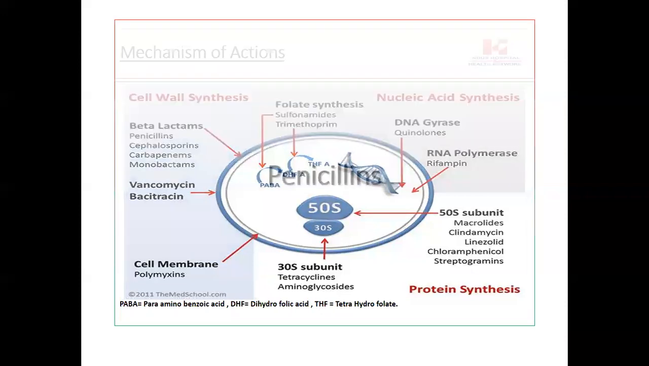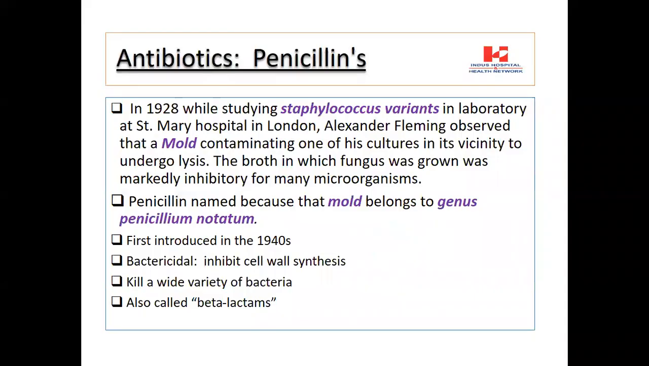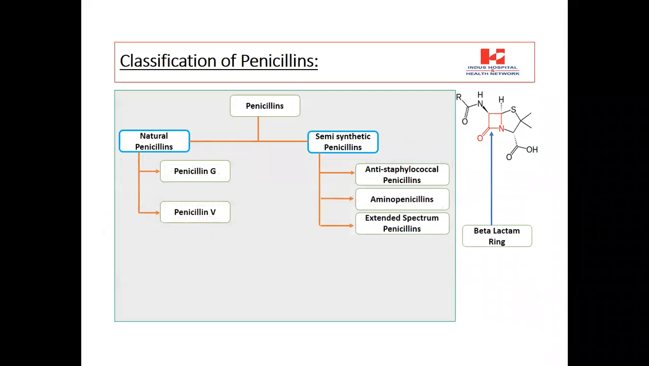Okay, the first class we'll go through is the penicillins. As we know, it was discovered in 1928 by Alexander Fleming. It was observed from the fungal species mold, genus Penicillium notatum, and was introduced first in 1940. Penicillins have a bactericidal effect, which means they kill a wide variety of bacteria. They are also known chemically as beta lactams because they contain beta lactam rings. If you see on this slide, there's a structure in red.